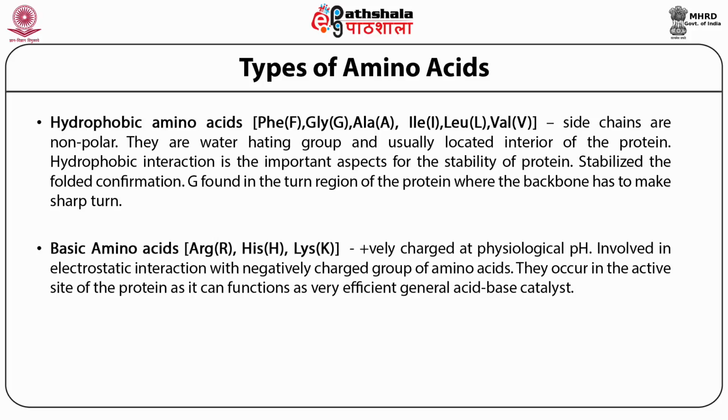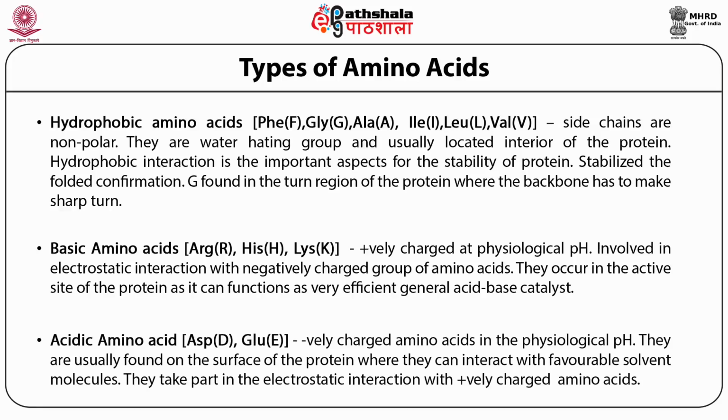They are positively charged at physiological pH, involved in electrostatic interaction with negatively charged groups of amino acids. They occur in the active site of the protein as they can function as very efficient general acid-base catalysts. Negatively charged amino acids are aspartic acid and glutamic acid. They are negative at the physiological pH. They are usually found on the surface of the protein, where they can interact with favorable solvent molecules. They take part in electrostatic interaction with positively charged amino acids.